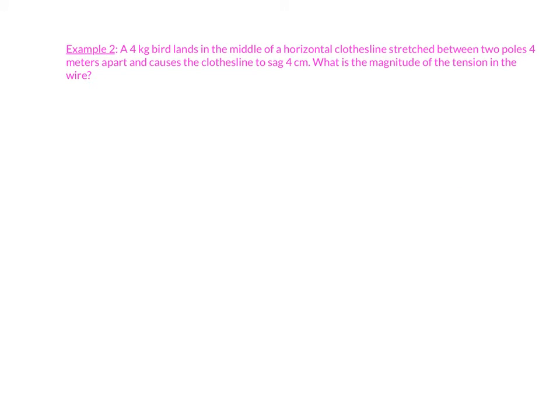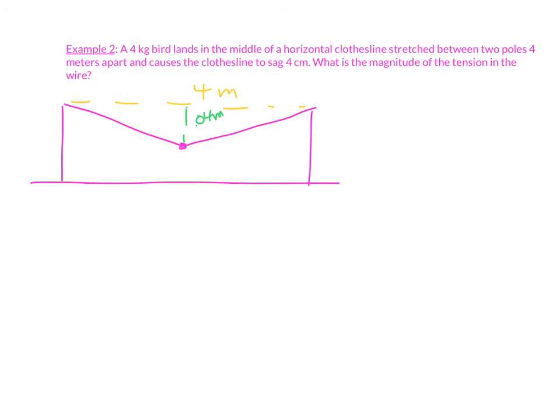Example number 2 is quite a bit harder. We have a bird that lands in the middle of a clothesline that's stretched between 2 poles that are 4 meters apart. It causes the clothesline to sag 4 centimeters. We would like to find the magnitude of the tension in the wire. I'm first going to tell you that my drawing is definitely not drawn to scale. I started by converting the 4 centimeters to meters. Don't forget to do that, otherwise you're going to get something really strange.